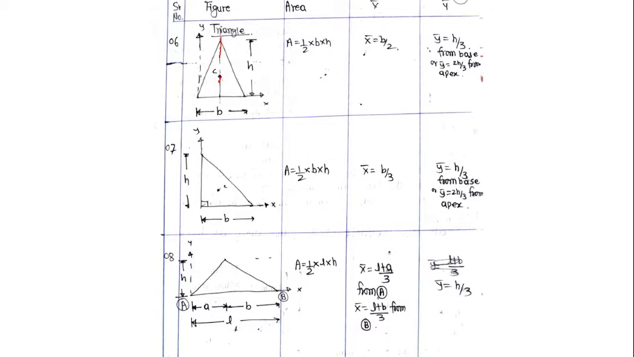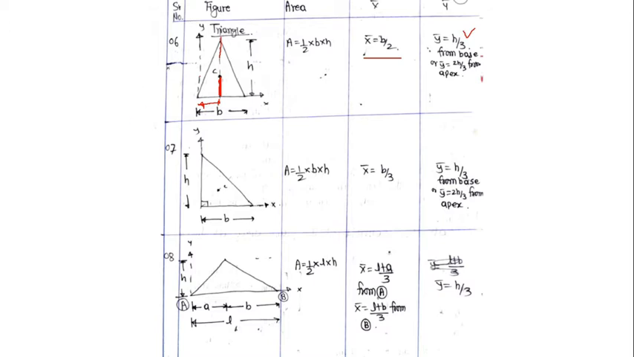So, x bar can be written directly. X bar is equal to b by 2. While y bar, the vertical distance of the centroid, is equal to h by 3.